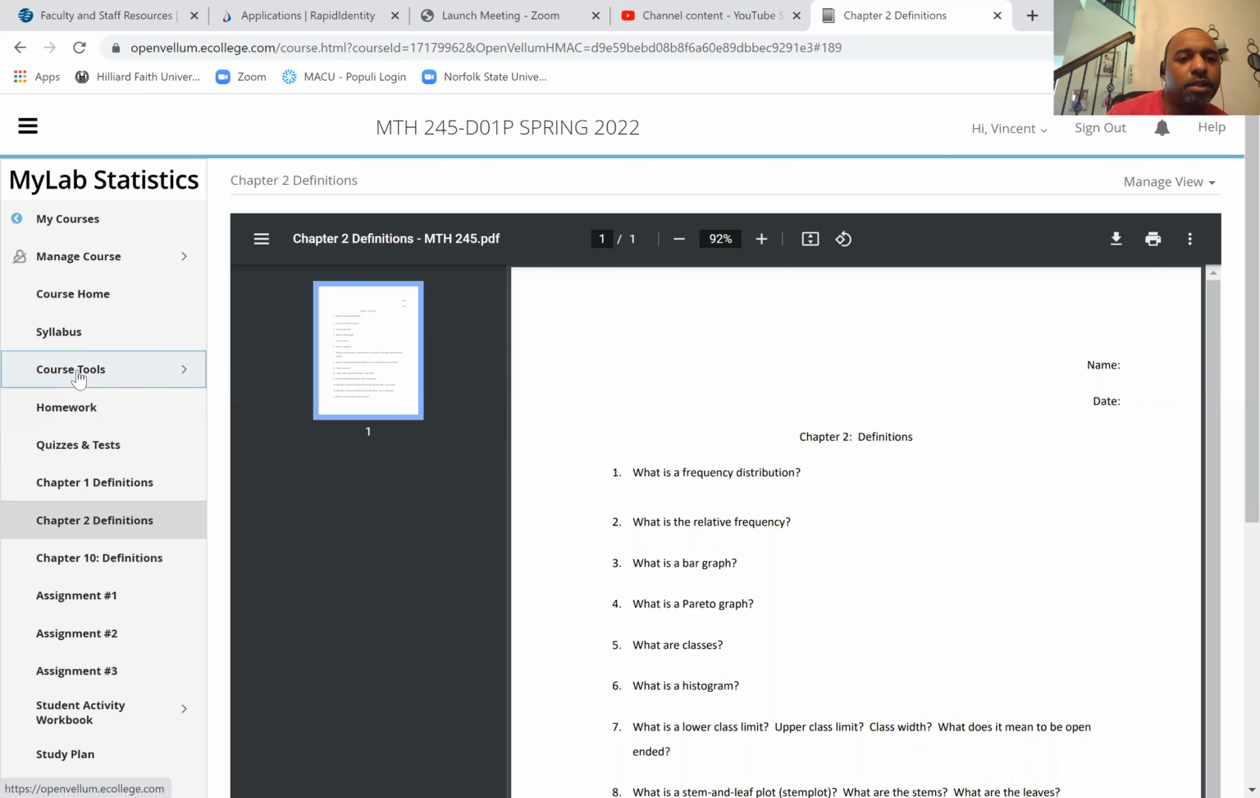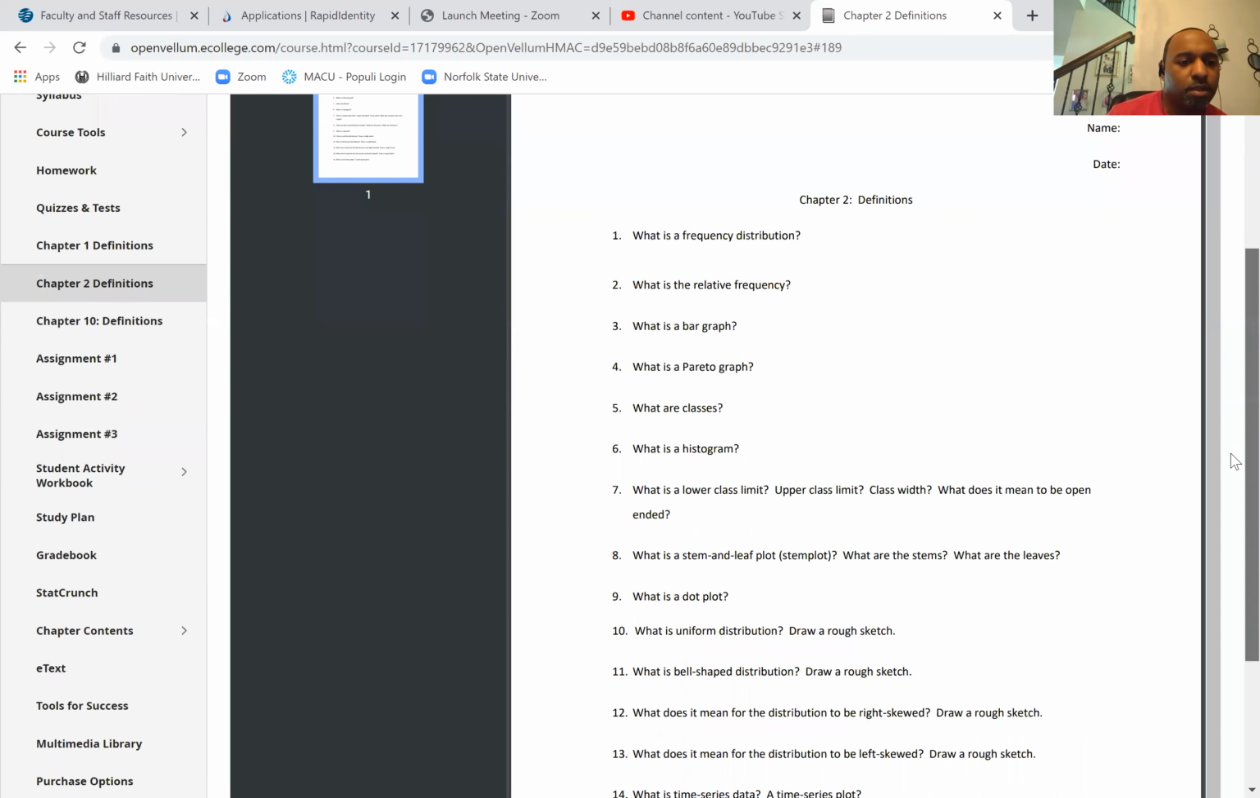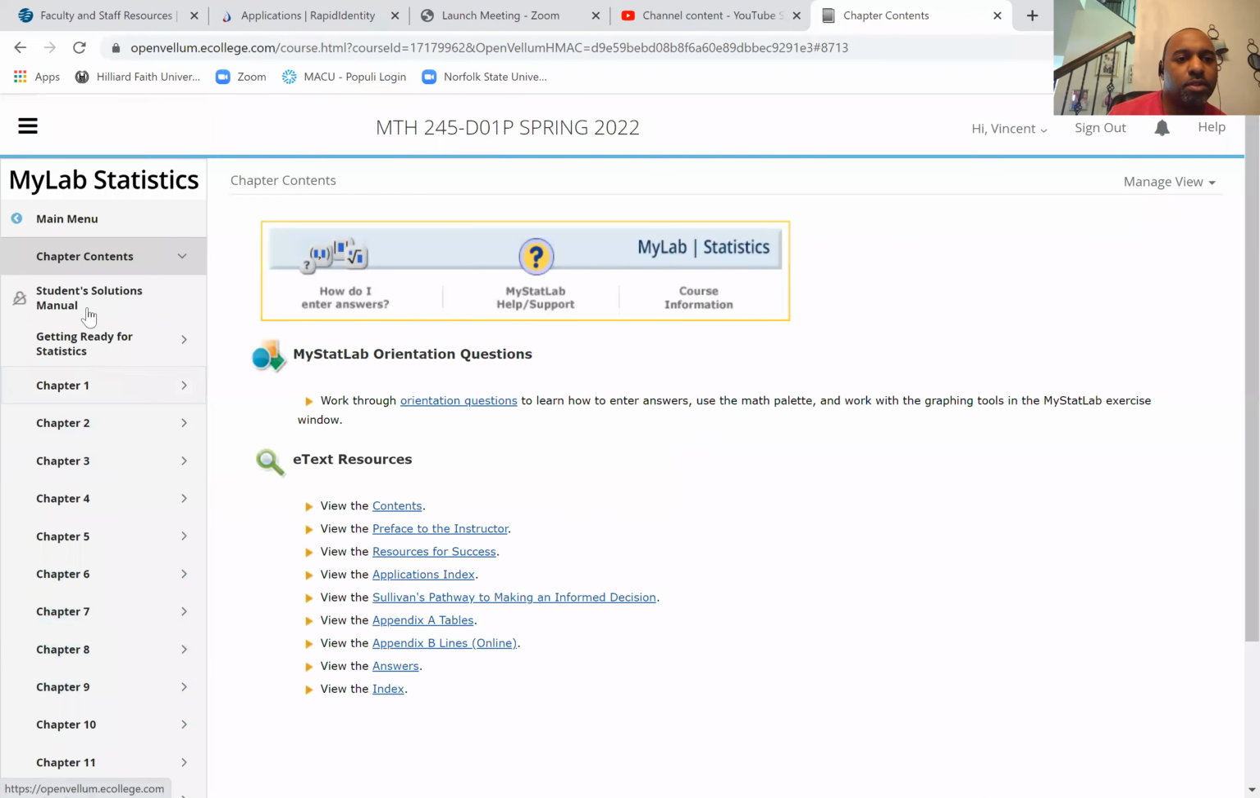All right, let's see what else I need. Oh yeah, the textbook is right here. Either chapter contents or e-text, both of those take you to the book. And like I said, all of your definitions are in order, so you don't have to go Googling or anything like that. And if you have access to MathLab, then you have access to the text.